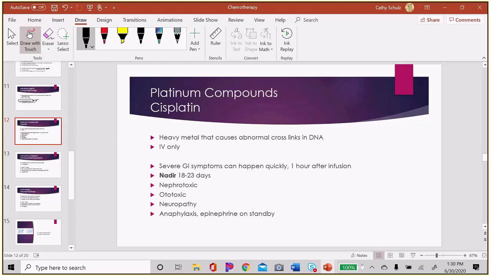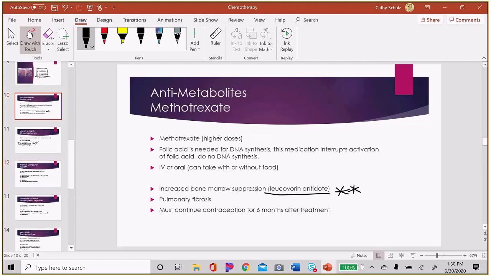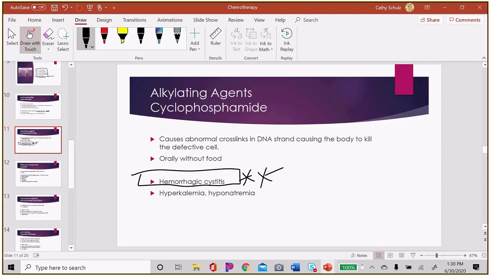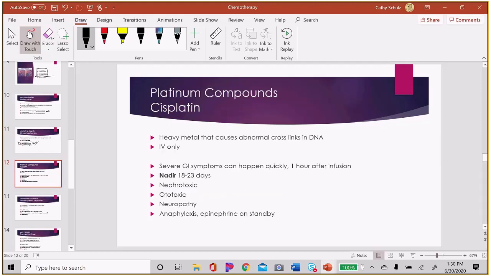The next family, so we had our anti-metabolites, which is that methotrexate that we always talk about, alkylating agents, cyclophosphamide. Now we have platinum compounds, and that is cisplatin. This is platinum, just like it sounds. It's a metal that causes abnormal crosslinks in DNA, so again, damaging cellular DNA so the cell dies. This is an IV only medication. We have to worry about the things we always have to worry about with this medication: hair loss, nausea, vomiting, sores in the mouth, potential diarrhea.